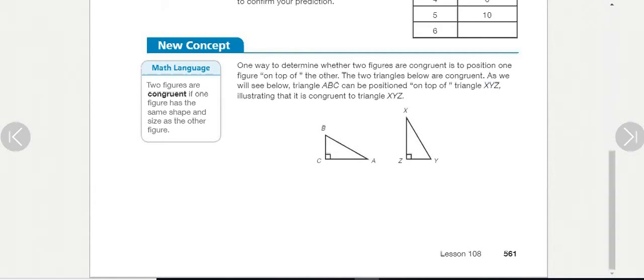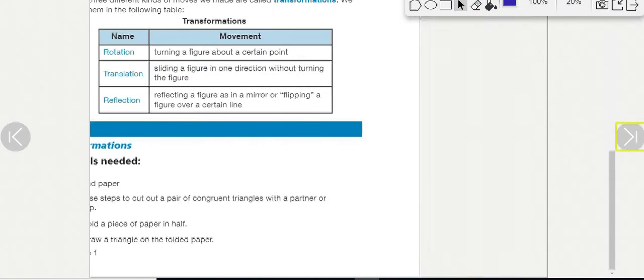So one way to decide if they are congruent is to position them on top of each other, so to speak. The 2 triangles below are congruent, as we will see below. They can be positioned on top of each other using one of our 3 methods. Okay, let's check that out.